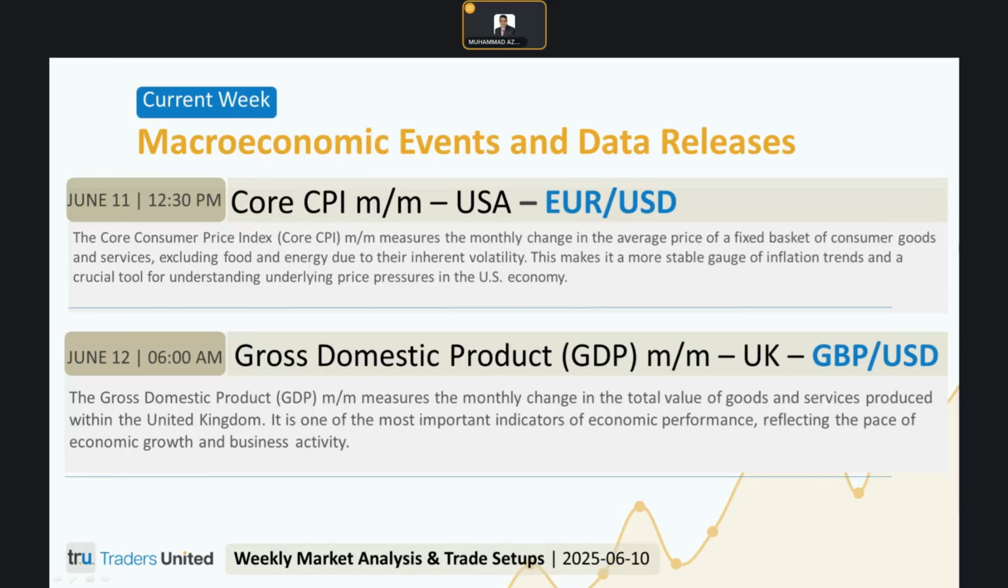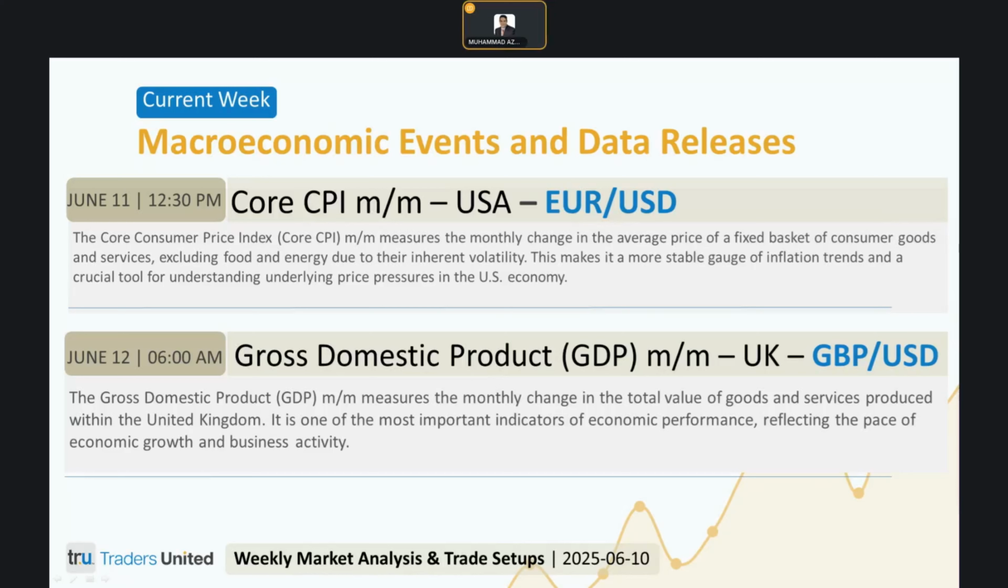Now, the market expects a slight uptick in inflation from the previous month's 0.2% to 0.3%. This would signal a modest rebound in price pressures, but still suggests inflation is relatively contained. However, the market reaction will depend on whether the actual figure comes in above, below, or in line with forecasts.